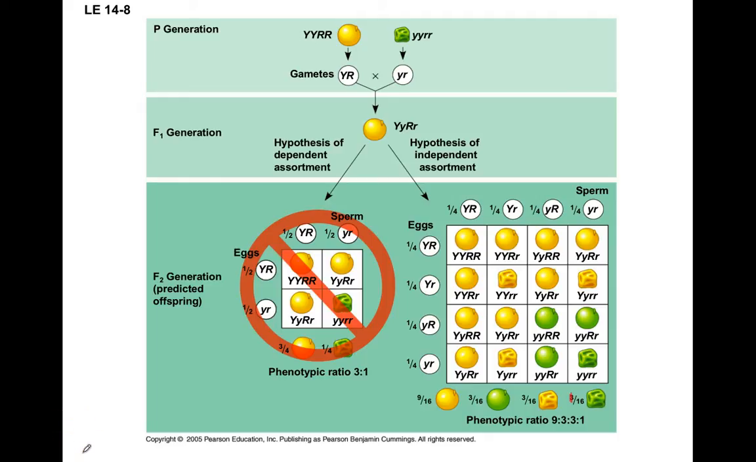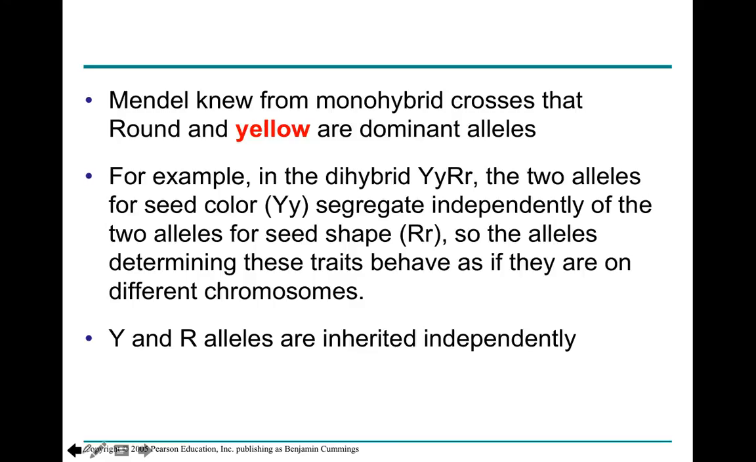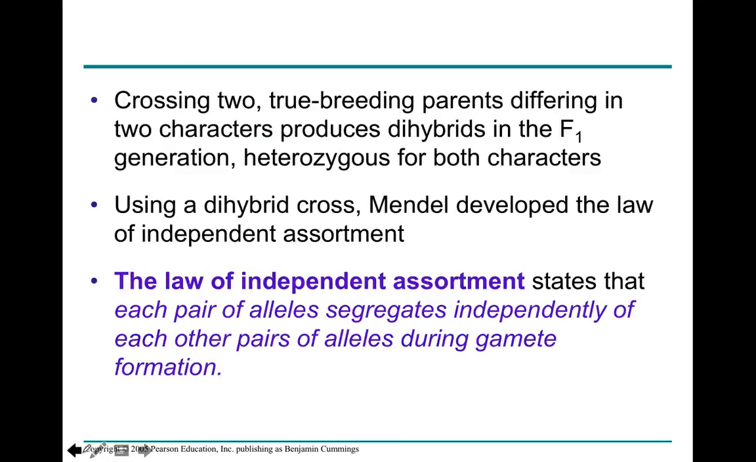So he said that a round shape does not always go with yellow color. It can also go with wrinkle shape or vice versa. So these characters separate, they're independent of each other. And observing this dihybrid cross, he said that the alleles separate from each other. Alleles for one character and another character, though they appear very commonly together, they are not linked to each other. They can separate and they can be interchanged.